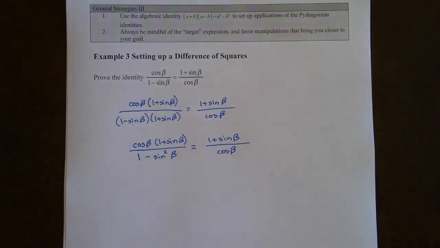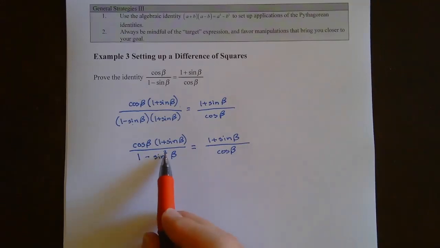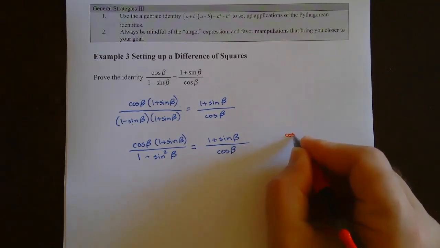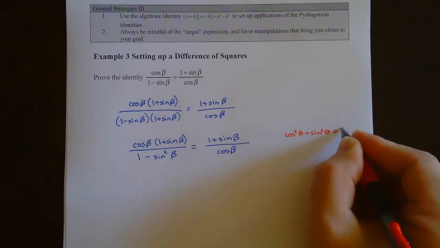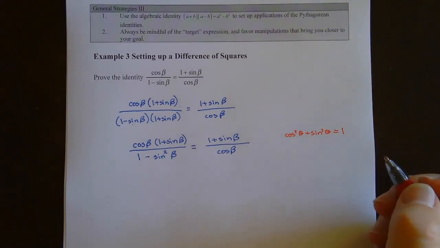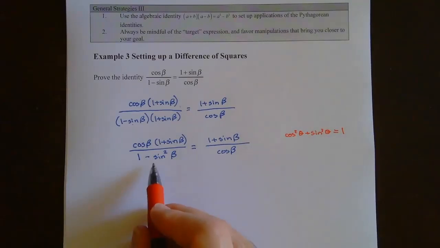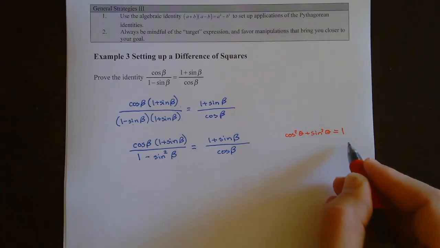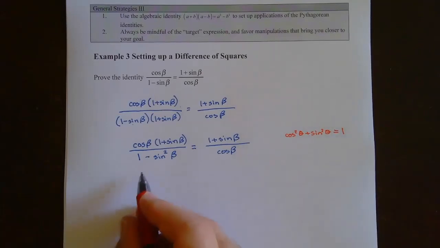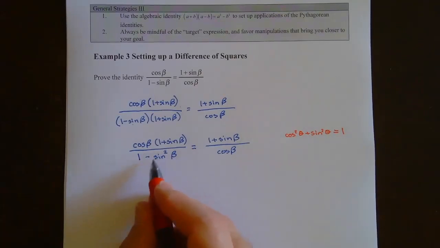Do you see where we're going to go with this? 1 minus sine squared beta. A squared trig function, we should be thinking Pythagorean identity. We know that cosine squared theta plus sine squared theta is always going to equal 1. Can I move stuff around to get this? Yes, I can move the sine squared theta over to the other side, so cosine squared theta is equal to 1 minus sine squared theta. Instead of theta, we just have beta here. So what does this denominator become? It becomes cosine squared beta.